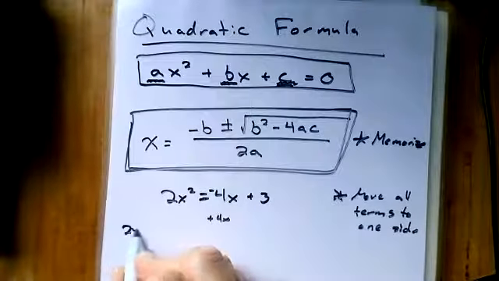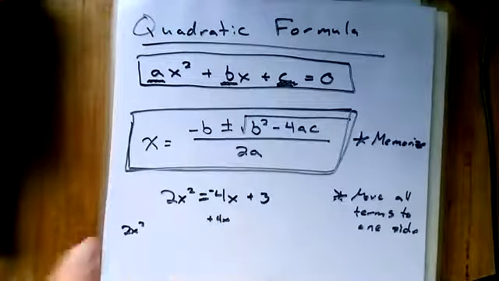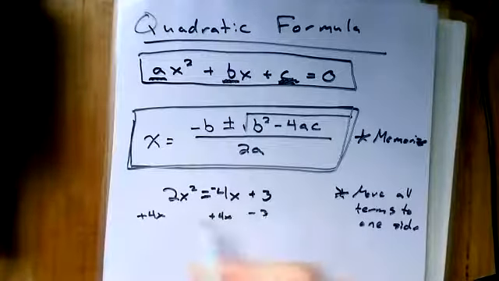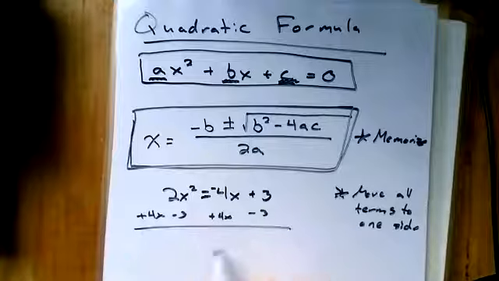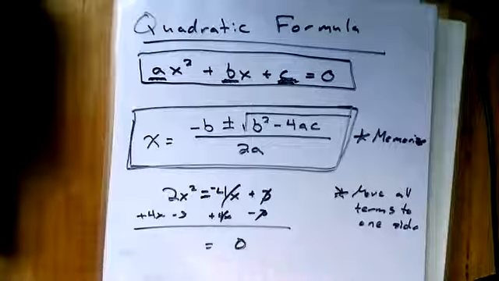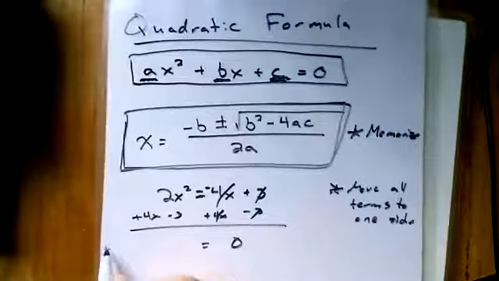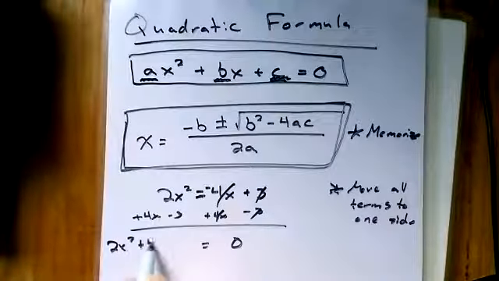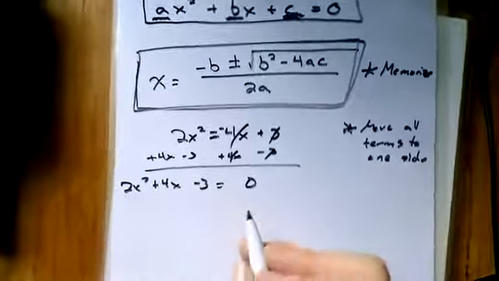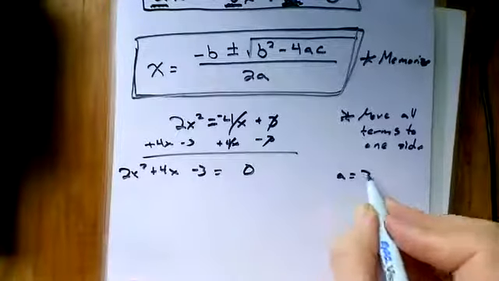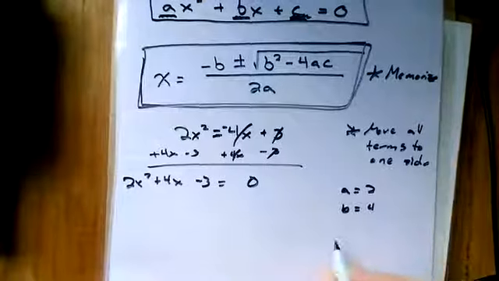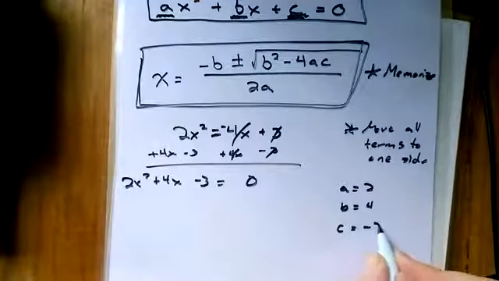So I've got my 2x squared. What am I doing? I'm going to add 4x. I'm also going to subtract 3. So now over here on the right, I'm just going to have 0. Over here on the left, I've got 2x squared plus 4x minus 3. So looking at this, I've got a is equal to 2, b is equal to 4, and c is going to be negative 3.